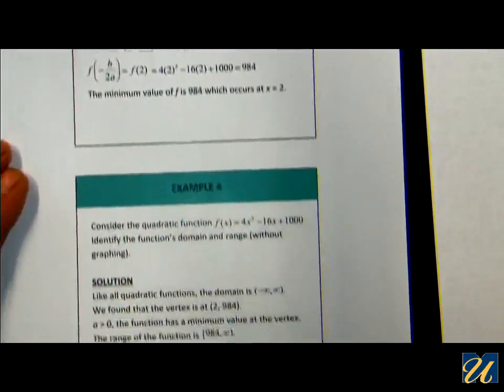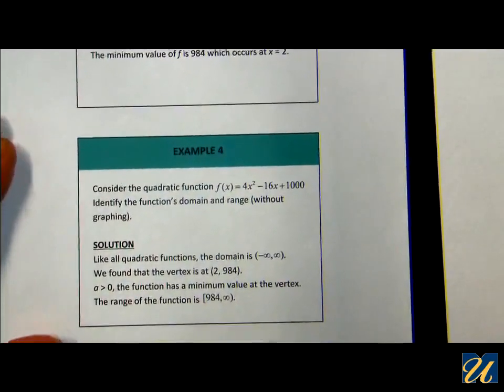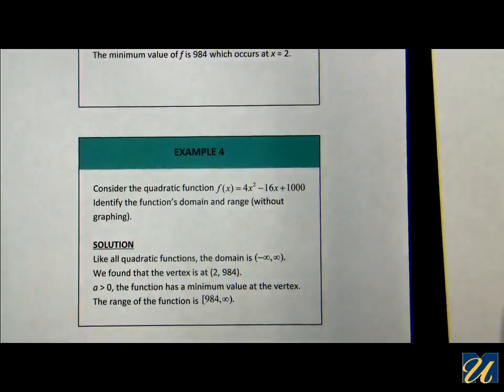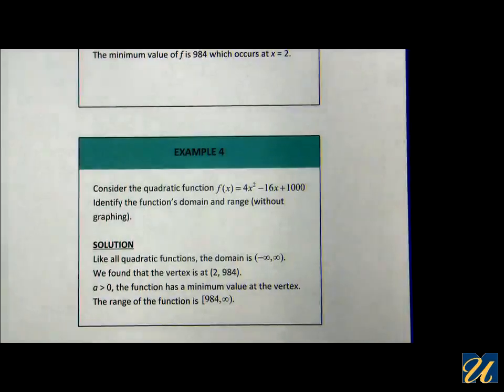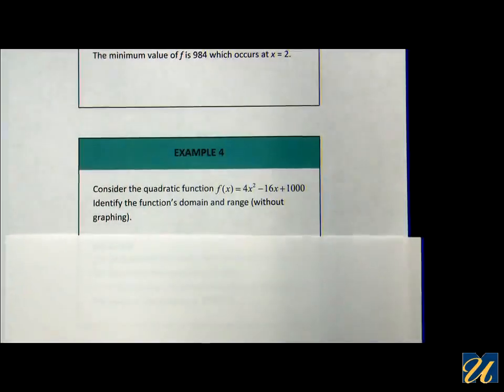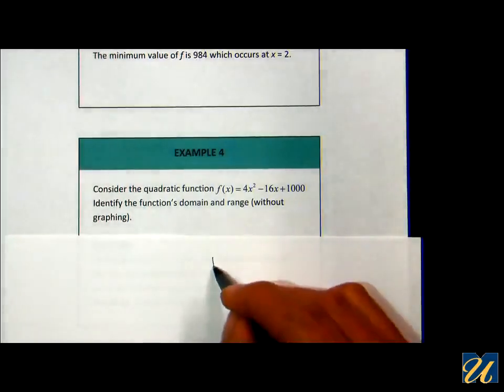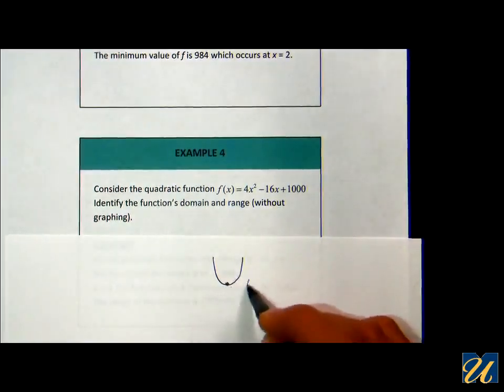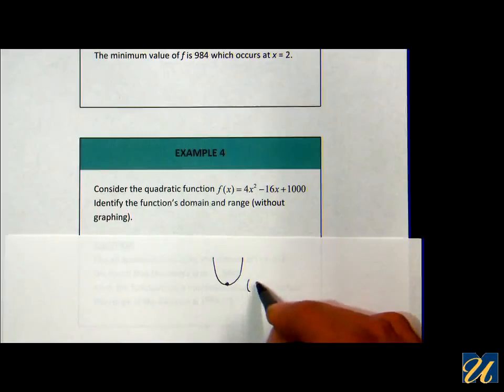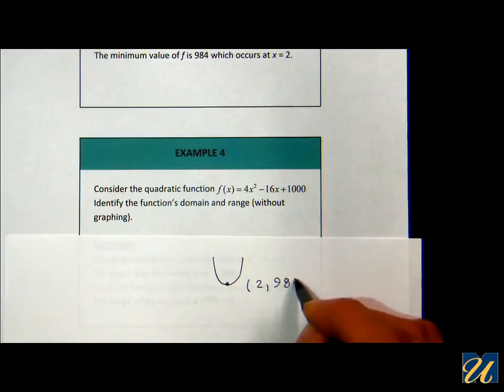Okay. Let's continue just a little more. We have the same quadratic function here as above. Identify the domain and the range. Okay, again, without graphing. Well, we can do this because we already know that the shape is like this. And we also know that the location of this point from the previous slide is where x is 2 and the y value is 984.